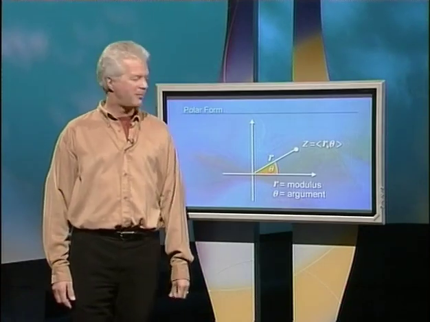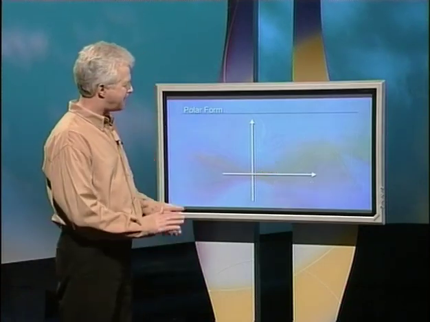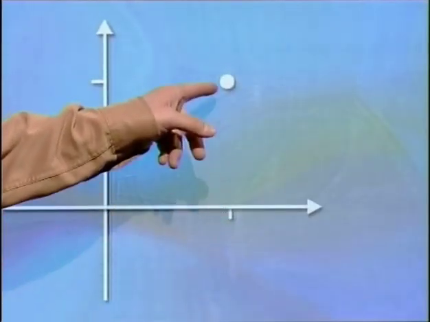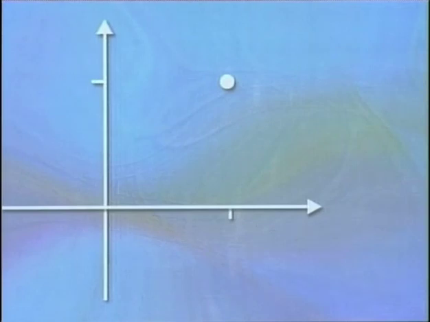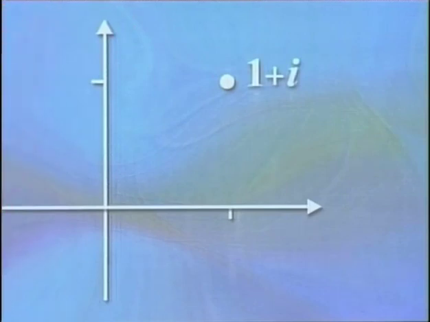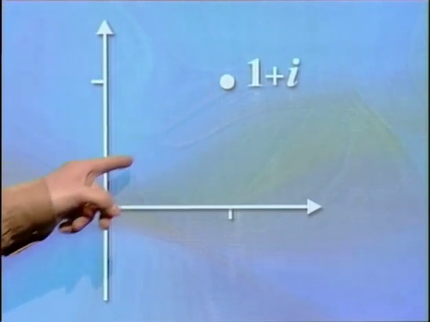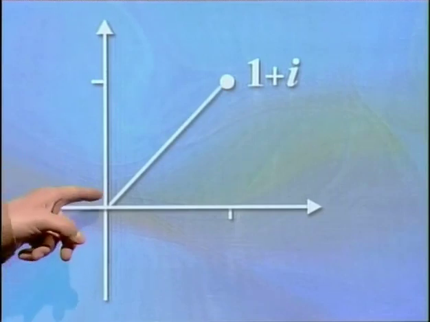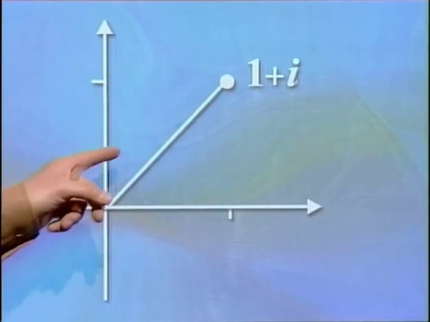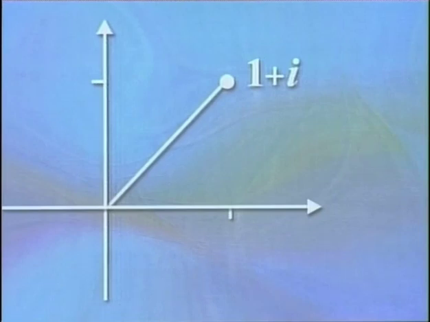Let's take the complex number 1 plus i. Now, 1 plus i was 1 along and 1 up, so there it is, 1 plus i. So what distance is it from the origin? What will the modulus of 1 plus i be? Well, the distance up here gives us the modulus, and this distance is 1, the height is 1, so by Pythagoras, this modulus will be the square root of 2, root 2.